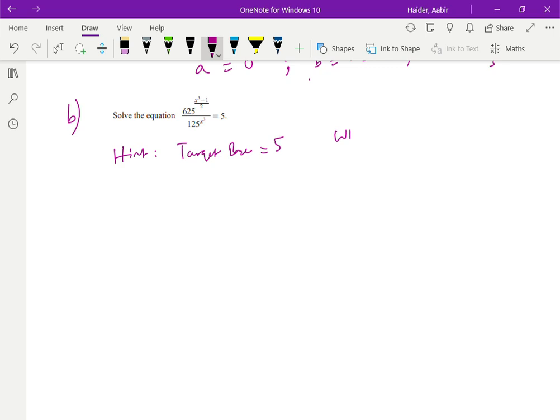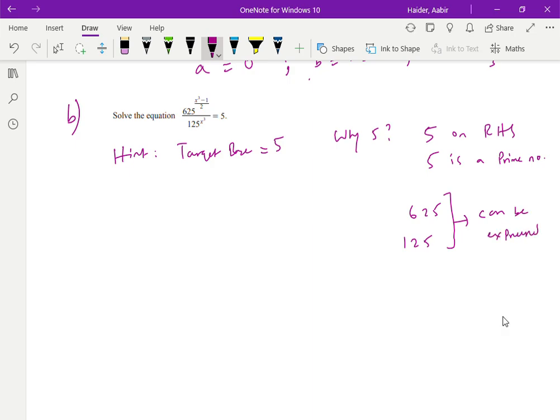Why 5? Because on the right hand side there is a 5, and it's a prime number. 5 is a prime number, so it can't be broken down further. Whereas 625 and 125 both can be expressed as base 5, with some power of base 5.